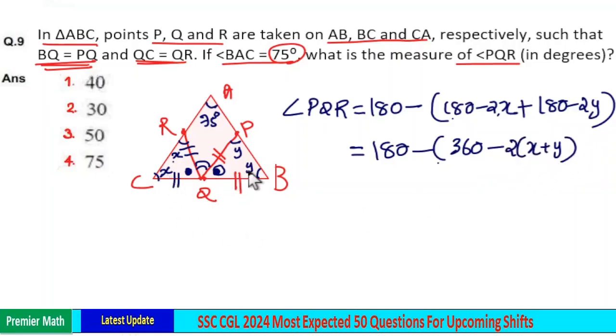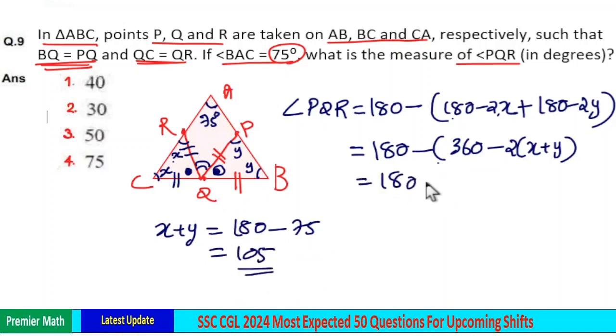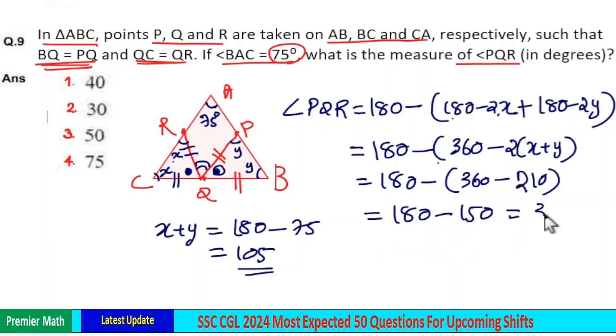Here what is x plus y? If you consider this triangle ABC, x plus y is equal to 180 minus 75 degree, which is equal to 105 degree. So here this will become 180 minus 360 minus 2 into x plus y, means 2 into 105, that is 210 degree. So which is equal to 180 minus 150, is 30 degree. So angle PQR is equal to 30 degree. Option 2 is your answer.